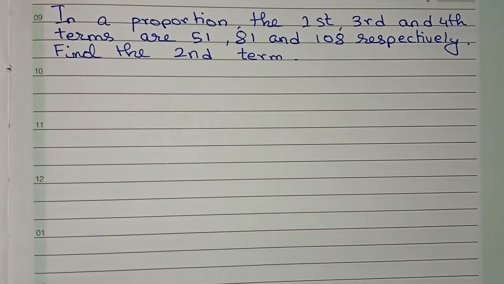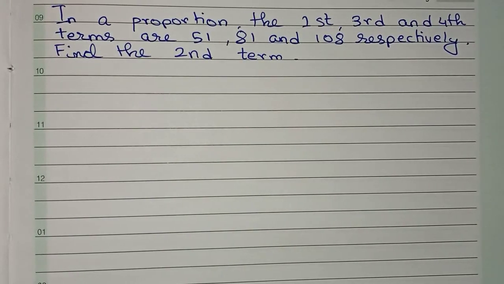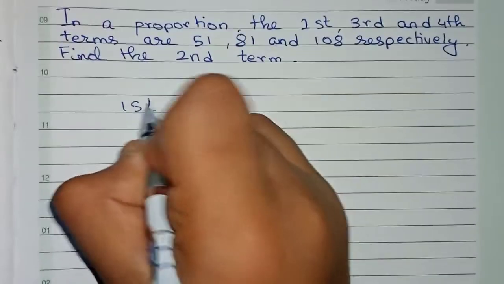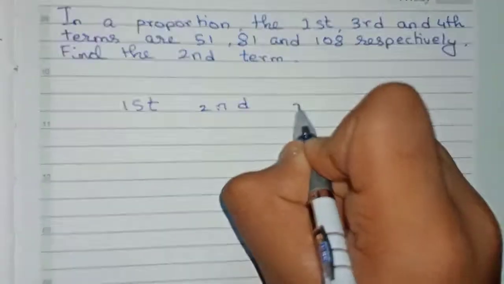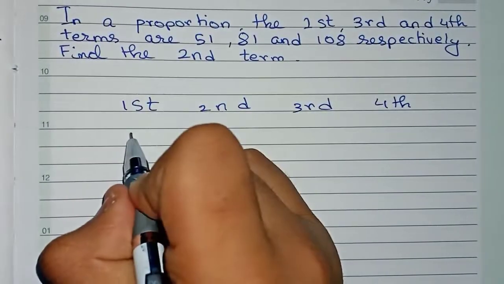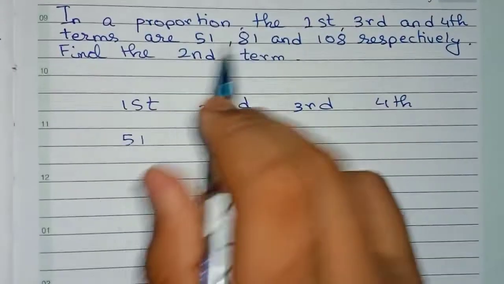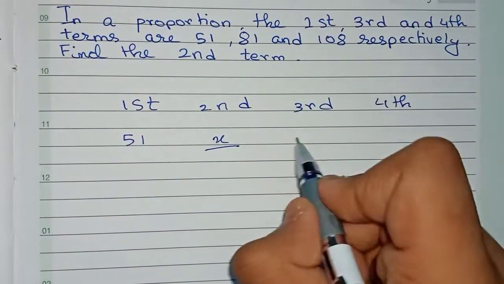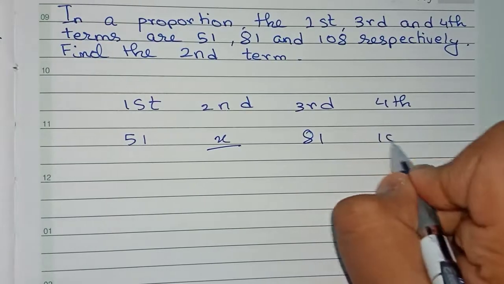Now we will understand the concept with one more example. This question is: in a proportion, the first, third and fourth terms are 51, 81 and 108 respectively. Find the second term. In this question the second term is not given, so I write first, second, third and fourth. First term is given as 51. Second term is not given, so you write it as x. That means you have to find the value of x. Third term is given as 81 and fourth term 108.